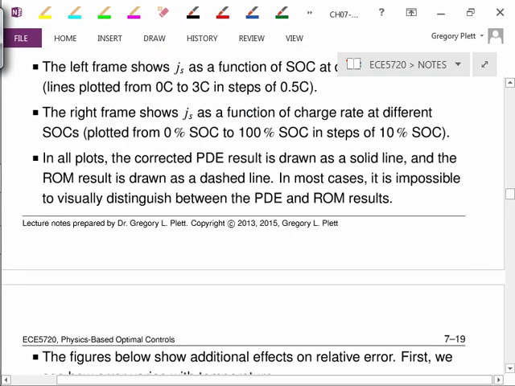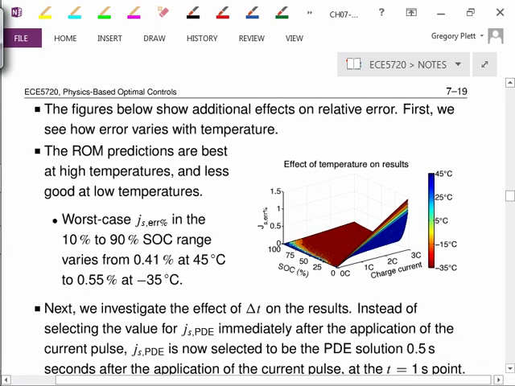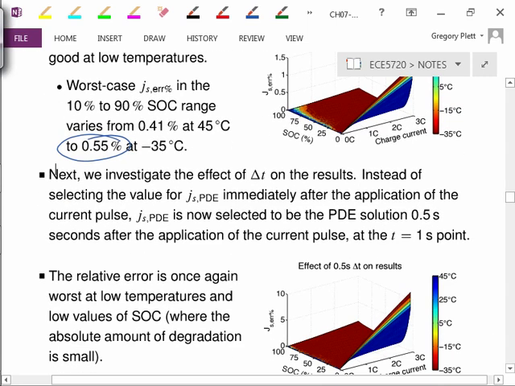So we talked about those results. We have results that are nearly indistinguishable between the ROM and the full order model. We can plot results versus temperature here, so I invite you to look at those, and we see that the predictions turn out to be best at high temperature and relatively worst at low temperature. But even so, the worst case in the normal operating range is on the order of 0.5% relative error, which is plenty accurate enough to do some very interesting controls with. So temperature doesn't have a big negative impact on the results.